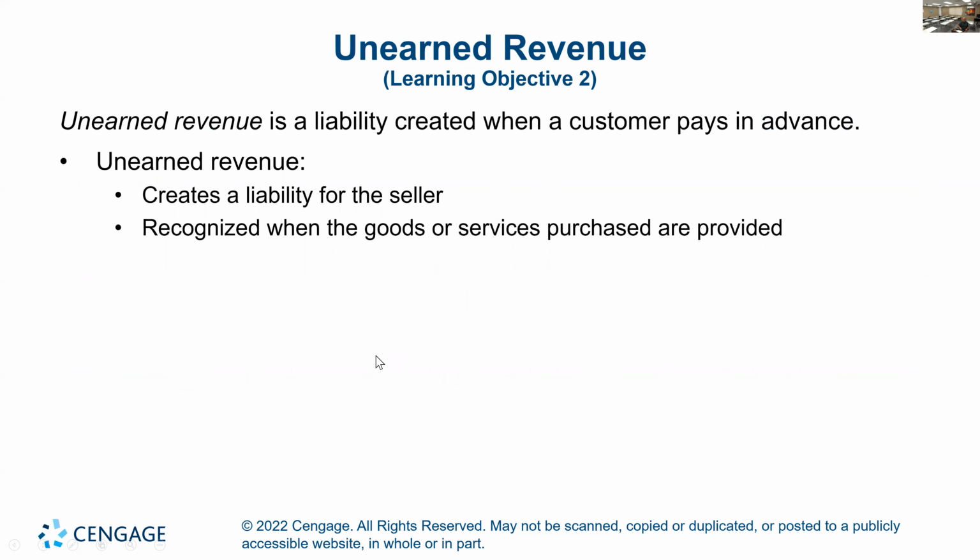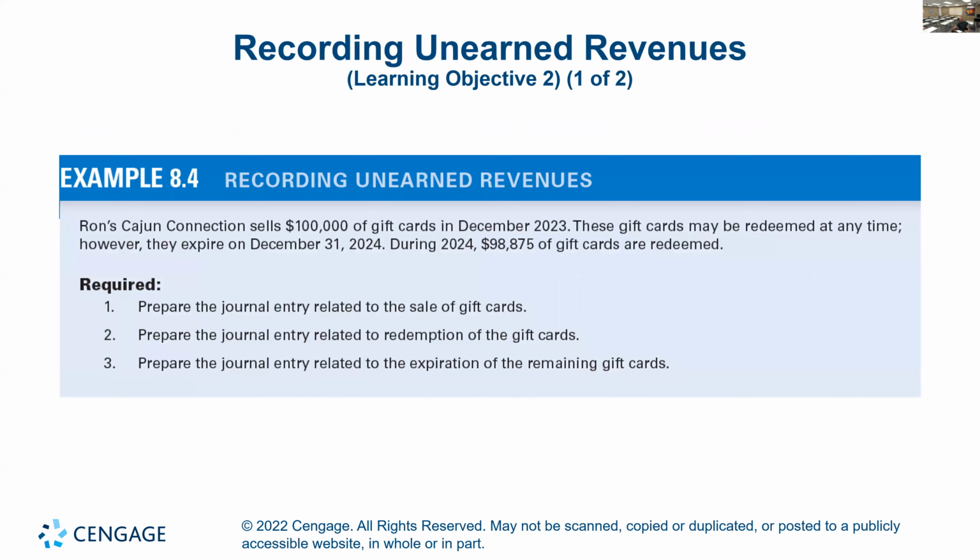And our last kind of current liability here is unearned revenue. Unearned revenue we talked about previously in our adjusting entries. This is when someone pays us cash. It creates a liability to us because now we owe some goods or some services. Unearned revenue becomes revenue once we provide the goods or services.